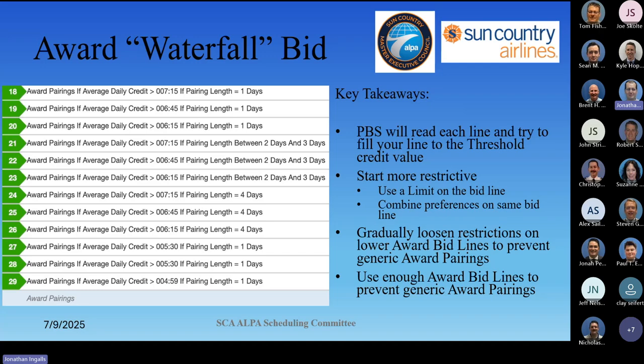Average daily credit 645 or greater, 2 and 3 days. Average daily credit 615 or greater, 2 and 3 days. If you can't give me that, just give me the most efficient 4 days you can from 715 down to 615. Then I'm willing to take the lower credit turns after all that is said and done. You're essentially bidding for efficiency in this example. Give me the most efficient flying that you can, but I'd really like to do shorter trips.